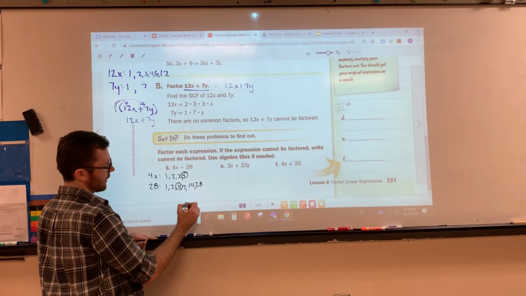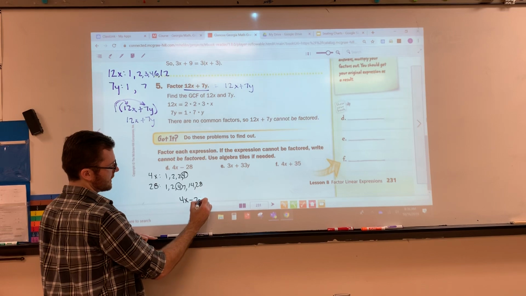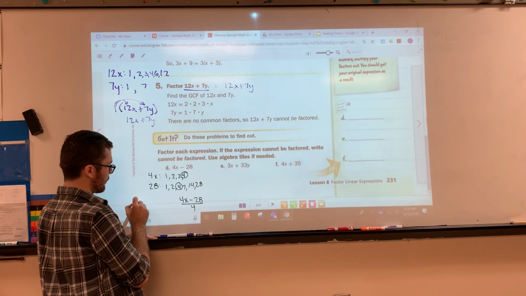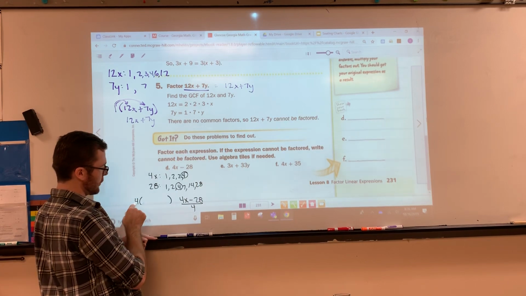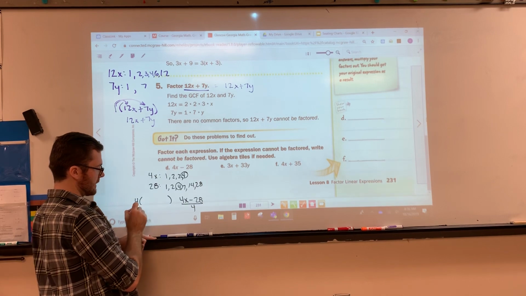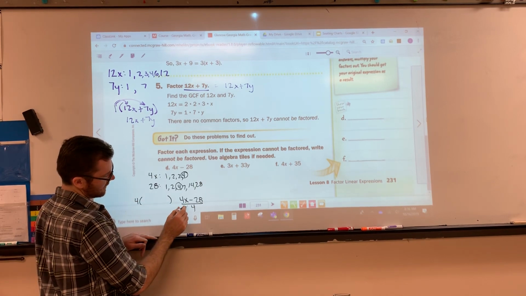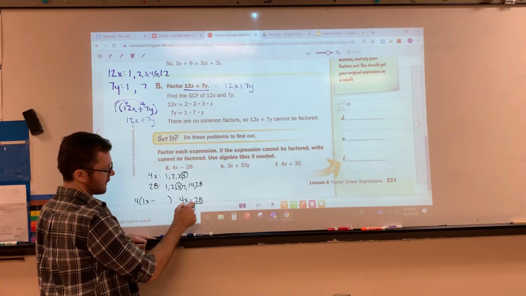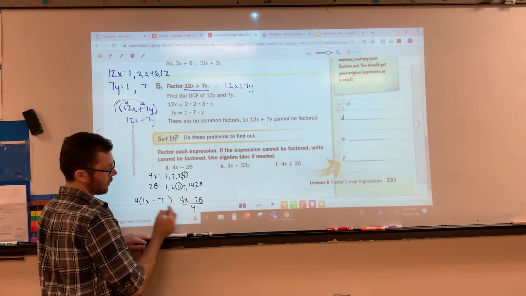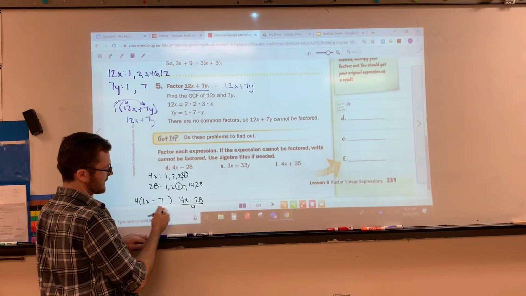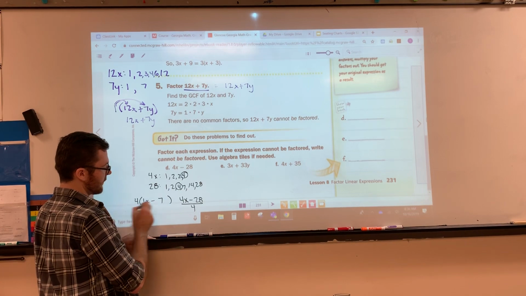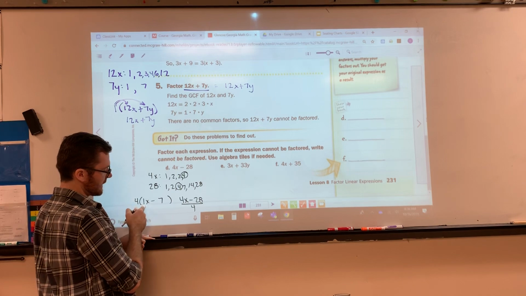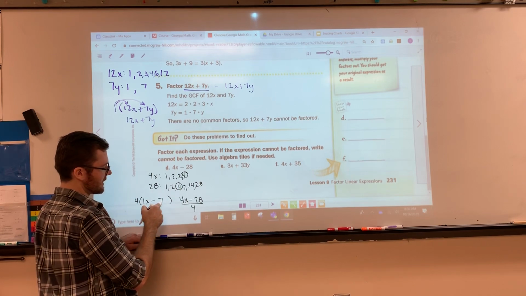So here we go. I've got 4x minus 28 divided by 4. That's going to become 4 times, remember I pulled the 4 out, I'm dividing by 4, so I need to write it right here. 4x divided by 4 is 1x, minus 28 divided by 4 is 7. Or I could think about this as negative 28 divided by 4 is negative 7. So this is the factored expression. I can check that by saying 4 times x is 4x, and 4 times negative 7 is negative 28.